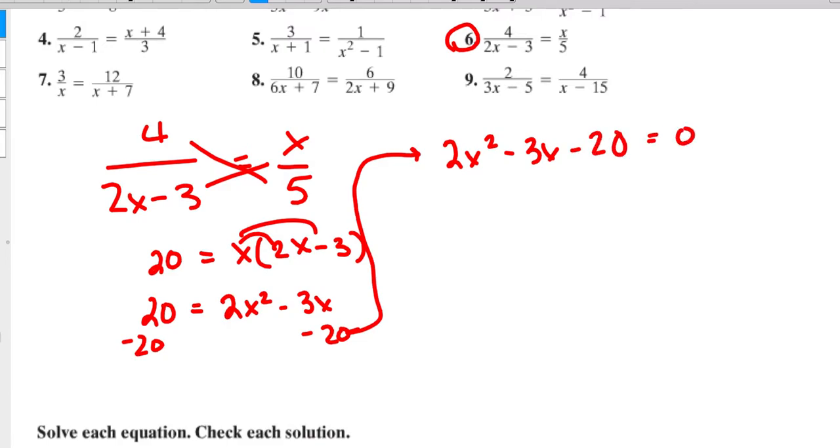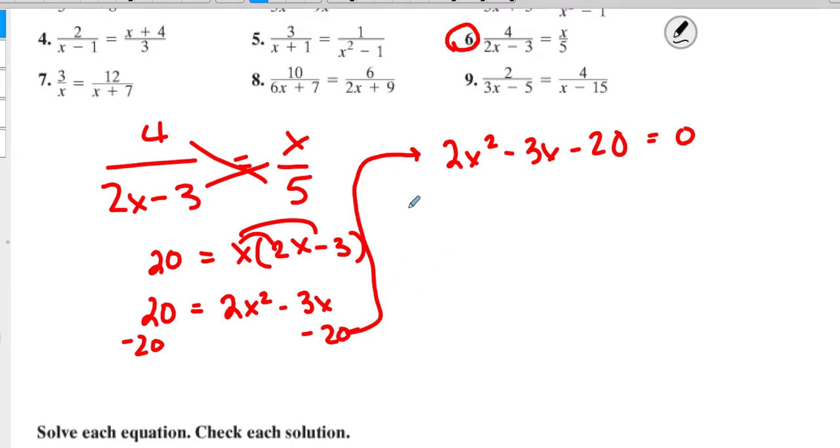Okay, 2 times 20 is 40. Are there factors of 40 that would give us a negative 3? And in this case, that would be negative 8 and 5. Or you could do the quadratic formula, either one. Both are perfectly fine, and probably equally time consuming.